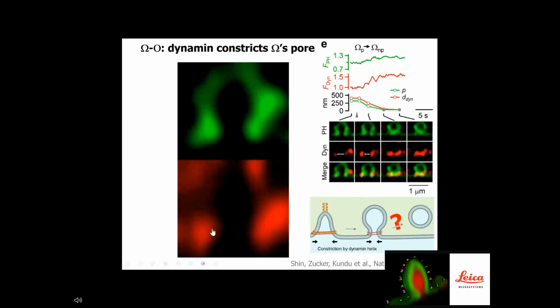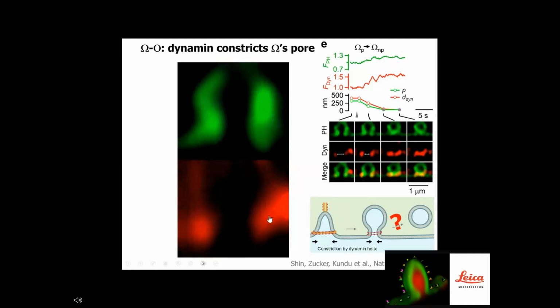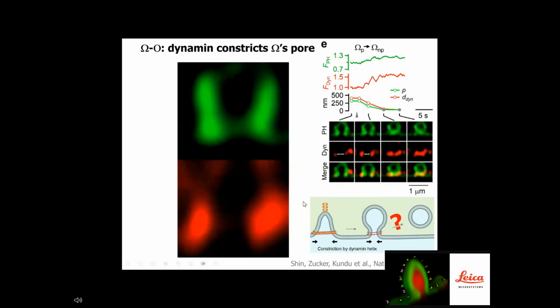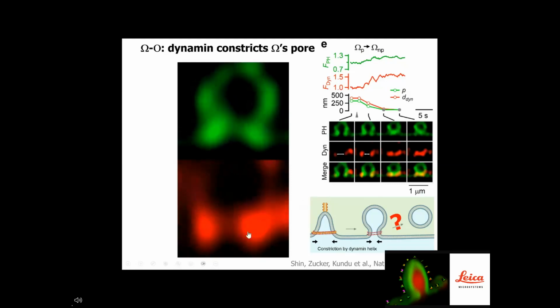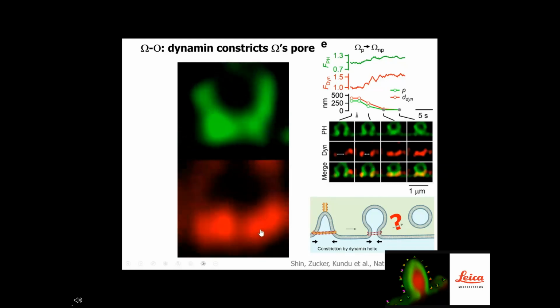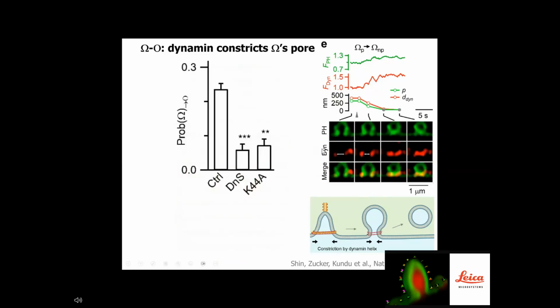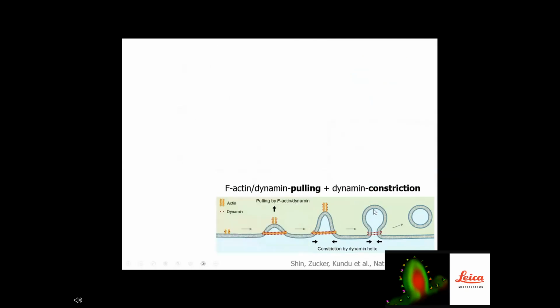Dynamin in red here is surrounding the pore region, and then after the depolarization, these two puncta will come together with the pore closure. You can see now it comes together. Dynamin is constricting the pore, closing the pore. And if we block dynamin with Dynasore or K44A overexpression, we see the reduction of omega to O transitions dramatically.